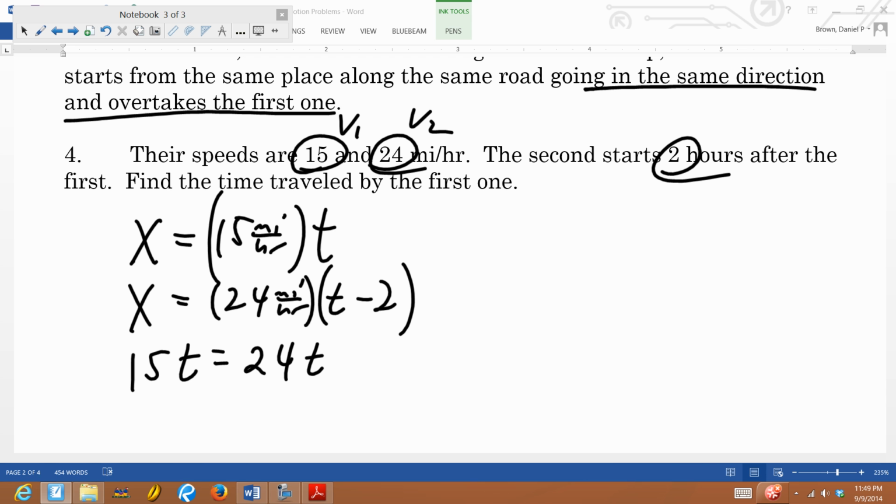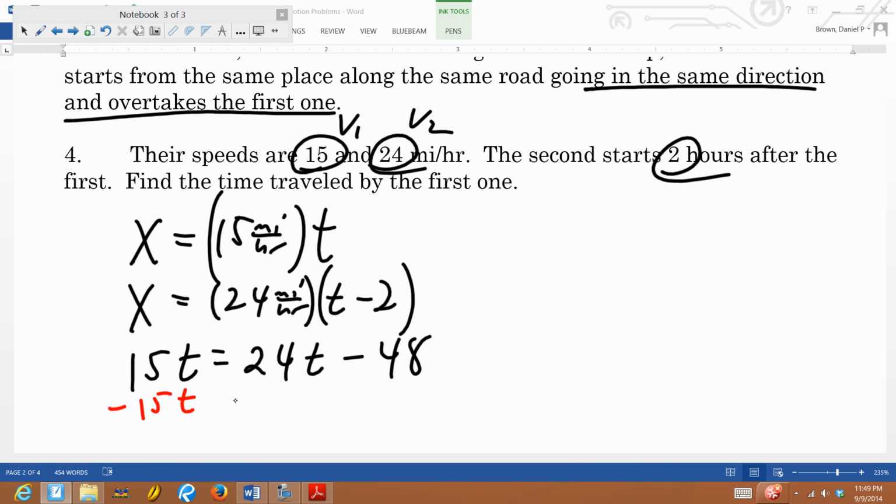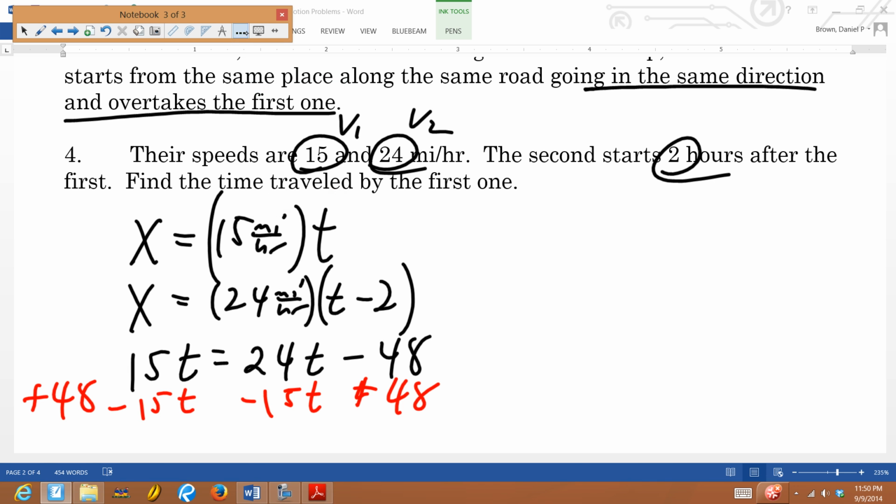I'm going to distribute out my 24 times t and 24 times negative 2 as well. So in this equation here, I can bring my t's to the same side of the equation. Pretty simple subtraction of 15t on both sides. And also on the other side of the equation, I will add 48. And that's going to leave me with 48 on the left-hand side, and then on the right-hand side, 9t.